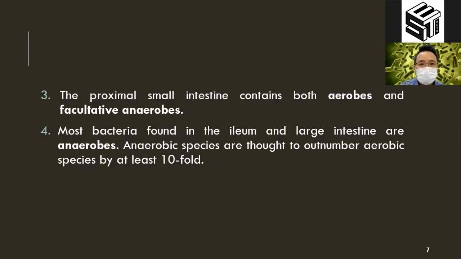Now, in our ileum and large intestine, the anaerobe species are thought to outnumber aerobic species by at least 10-fold, meaning that there are more anaerobic species compared to aerobic species. This is, like I said just now, because of the condition of the large intestine, which is devoid of oxygen. Devoid means without oxygen. Now, this is just a general composition. The exact composition of the microflora or microbiome of every human is affected by a variety of factors such as the food that we eat, the medication that we take, and among others.